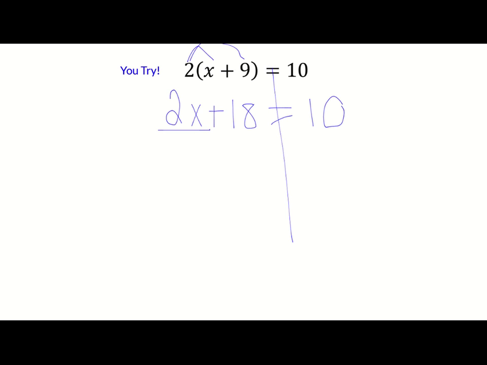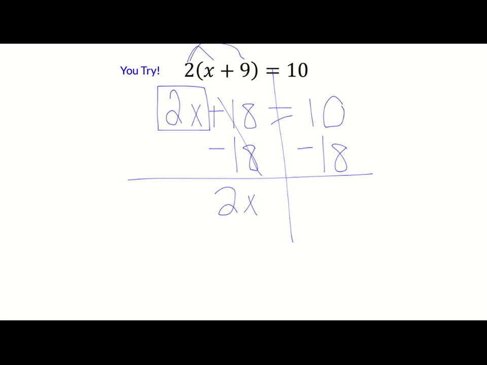So we want to get the 2x by itself by removing the plus 18. The opposite of adding 18 would be to subtract 18 on both sides. On the left, the 18s will cancel, so we're left with 2x equals, and 10 minus 18. So 18 minus 10 is 8, and since 18 was bigger, this would be a -8.